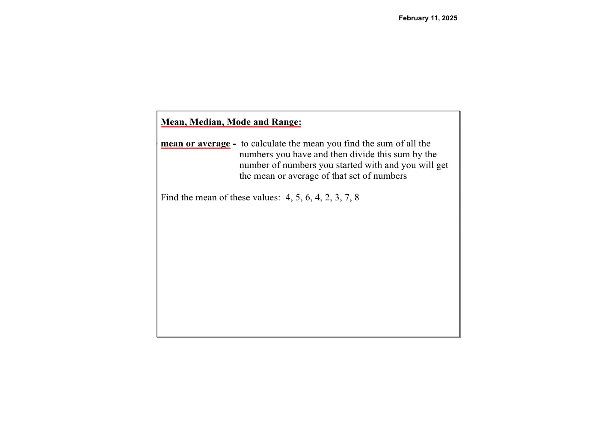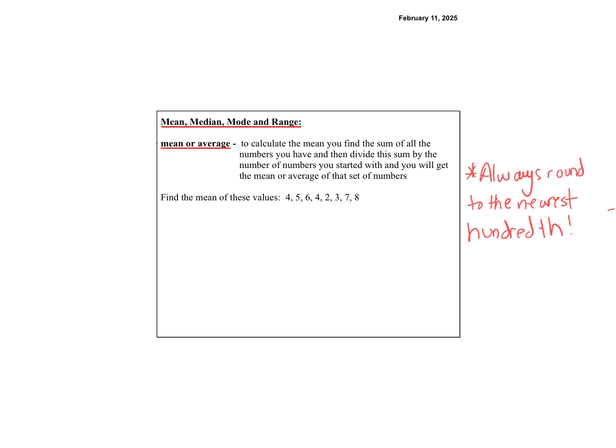Now, I just ran over this mean or average. To calculate the mean, you find the sum of all the numbers you have and divide this sum by the number of numbers you started with. You'll get the mean or average of the set of numbers. I want to put a little note to the side. I don't believe we'll get a big decimal value here, but just put a star: always round to the nearest hundredth. And you remember from previous lessons that we do this because we want to go to the nearest penny.